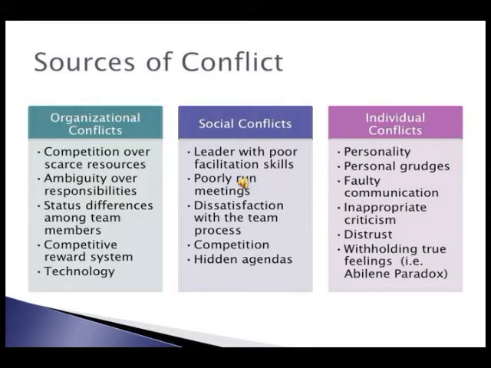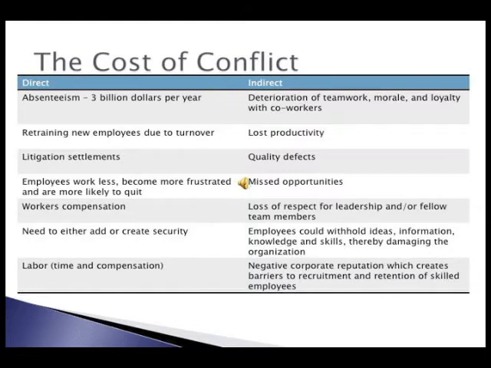What does conflict cost an organization? Bottom line, a lot. There are both direct and indirect expenses that should be acknowledged. First, the most obvious direct cost is absenteeism, which costs corporate America a stunning $3 billion per year. There's also the time and labor costs for retraining new employees and the internal time to manage conflict through human resources, security, and other management channels.